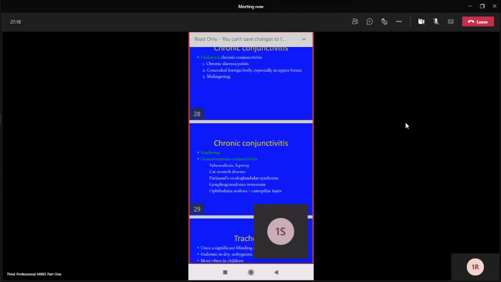What are the other causes of chronic conjunctivitis? Tuberculosis, leprosy, cat scratch fever, Parinaud's oculoglandular syndrome, lymphogranuloma venereum, and due to caterpillar hair, that is called ophthalmia nodosa.